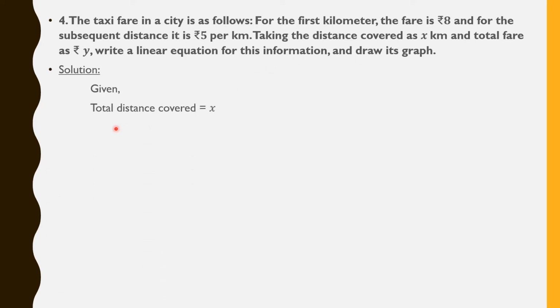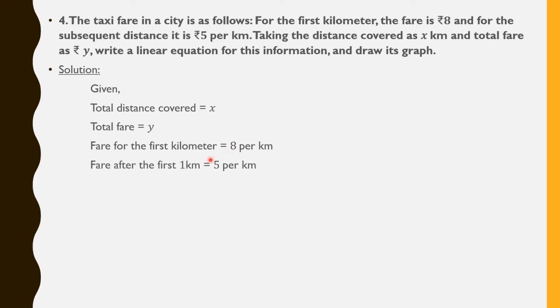We are given that the total distance covered is x kilometers. So the total distance covered is x. The total fare is y. Also, for the first kilometer, the rate is 8 per kilometer, and after the first kilometer the rate is rupees 5 per kilometer. If x is the total distance, then the distance after 1 kilometer would be x - 1. I have told you that the rate for the first kilometer is rupees 8 and after that it would be 5. So the remaining distance would be x - 1.